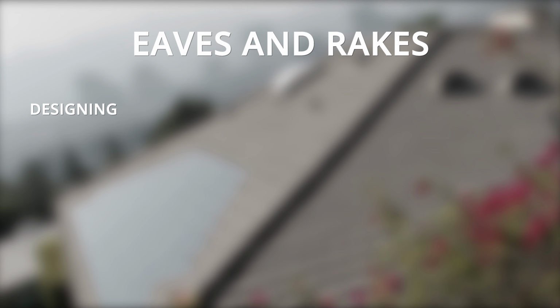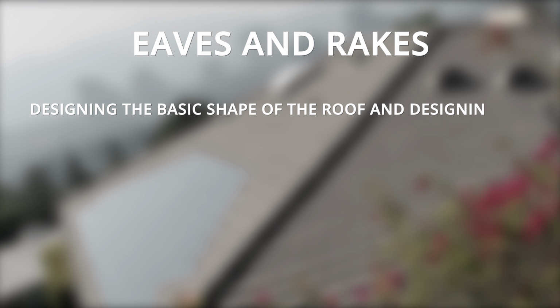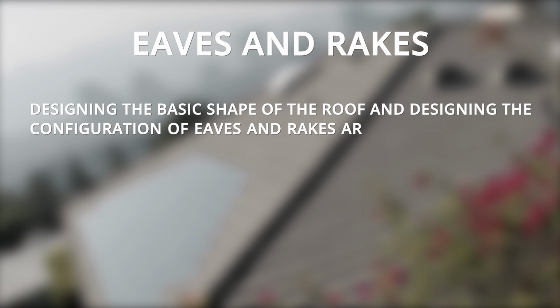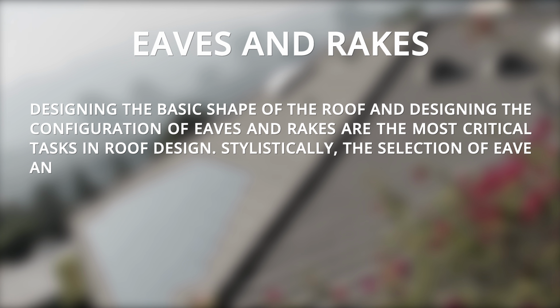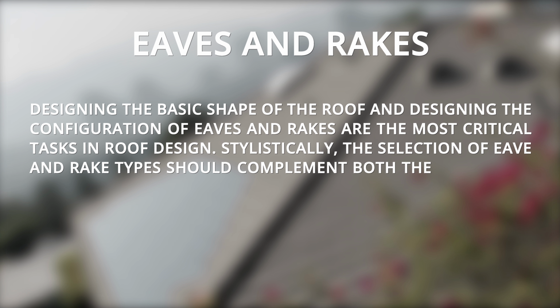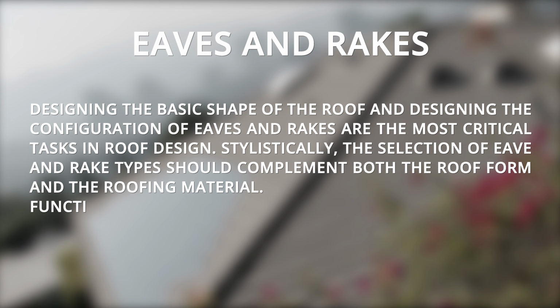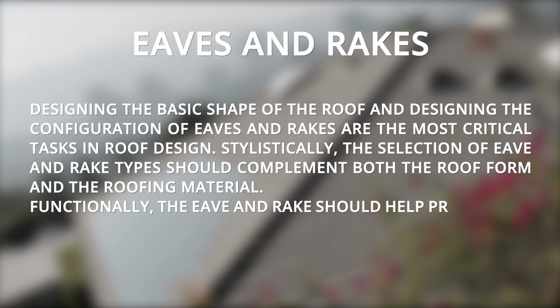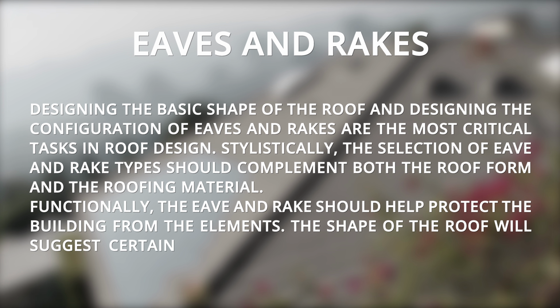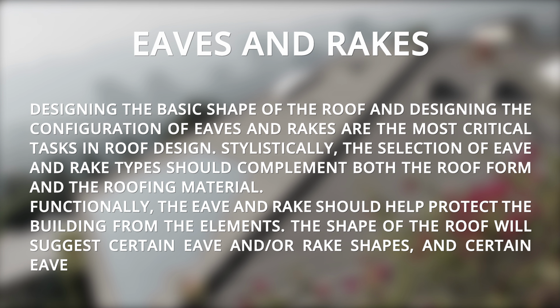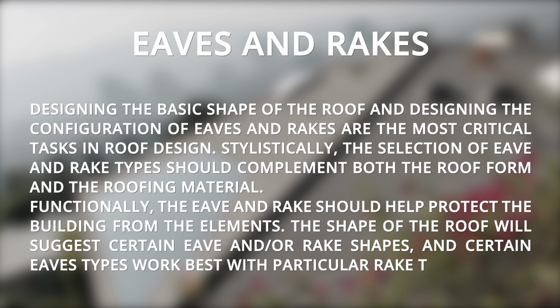Eaves and rakes. Designing the basic shape of a roof and designing the configuration of eaves and rakes are the most critical tasks in roof design. Stylistically, the selection of eave and rake types should complement both the roof form and the roofing material. Functionally, the eave and rake should help protect the building from the elements. The shape of the roof will suggest certain eave or rake shapes, and certain eave types work best with particular rake types.